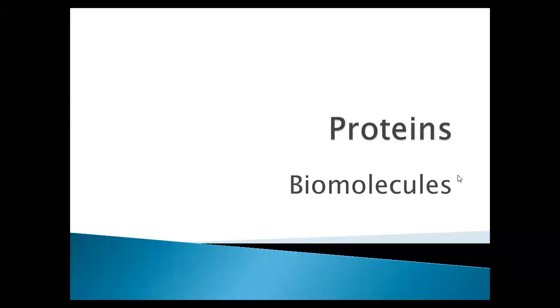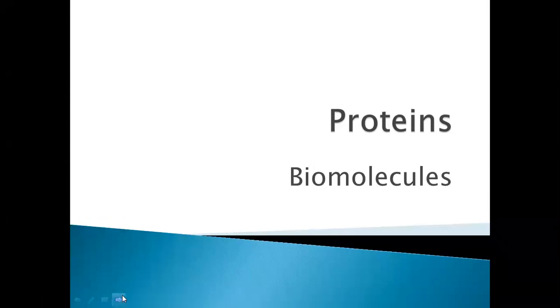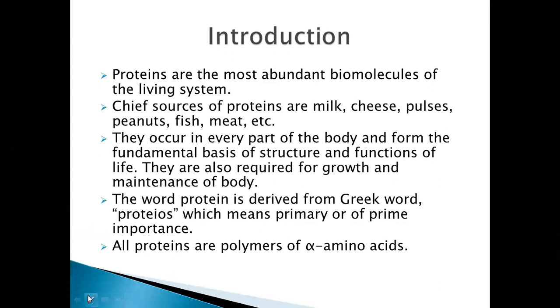In this video I'm going to discuss proteins from the chapter Biomolecules. What are proteins? There are four important types of biomolecules, as we have read: carbohydrates, proteins, nucleic acids and lipids. Out of all these, proteins are the most abundant biomolecules found in the living system.